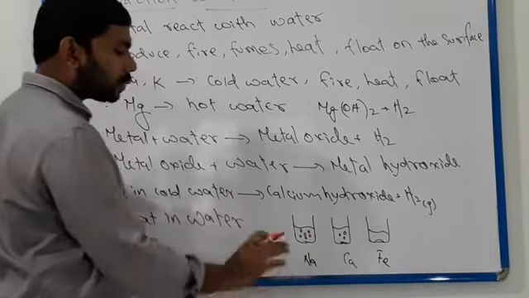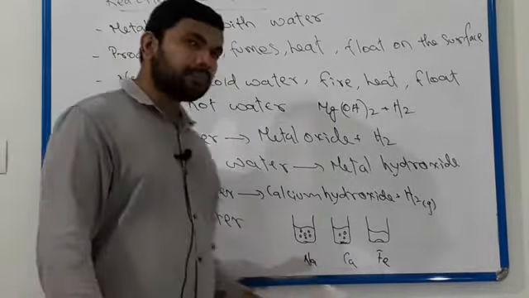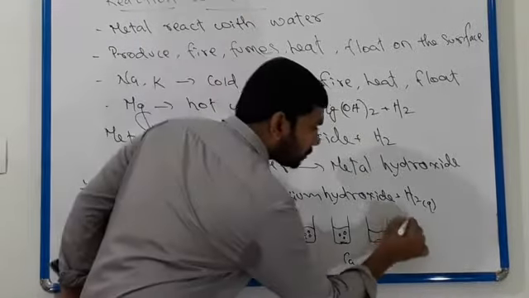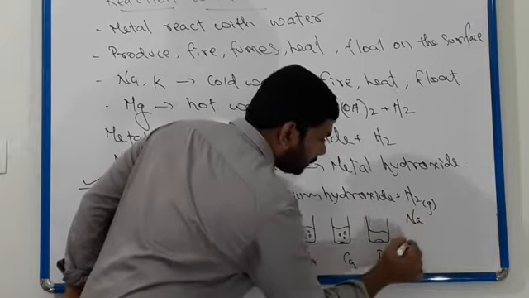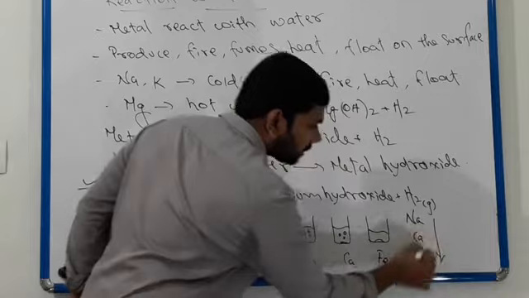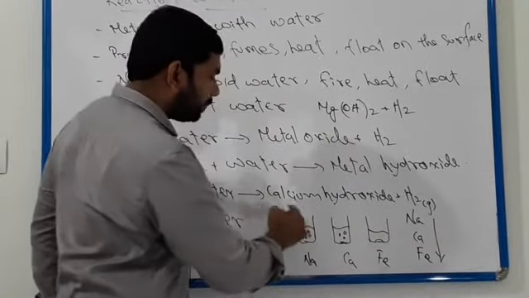Calcium and sodium, in sodium there is fire and many bubbles, so it is highly reactive. Sodium is highly reactive, then calcium, then iron. So this is the arrangement of metals according to reactivity from this.